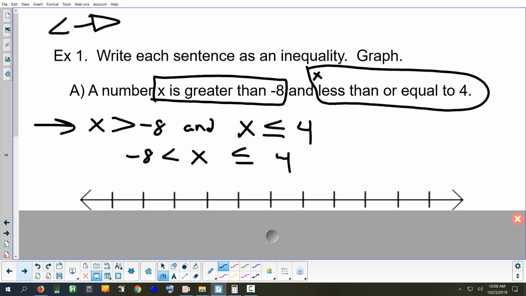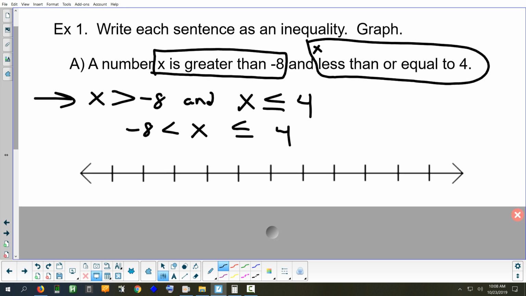I would give you full credit if you wrote the top one or the bottom one. Both of them are correct. Okay, now let's do a graph. Remember, think in your head, when you do an "and," what does the graph look like? You have 2 circles, and you end up shading where? In the middle. Okay, so keep that in mind. Let's make our number line.